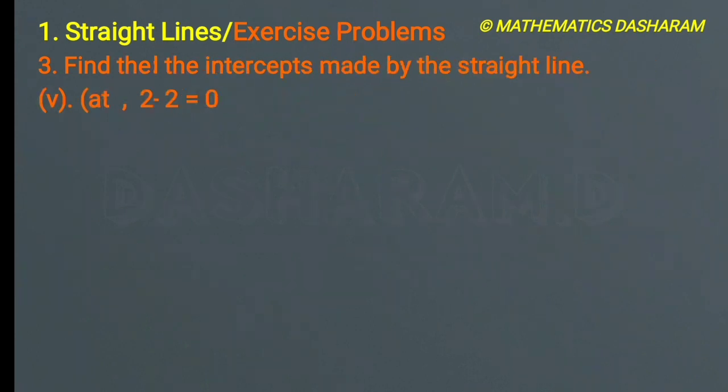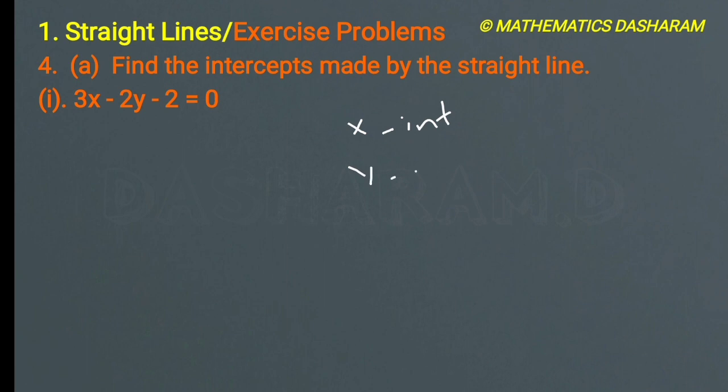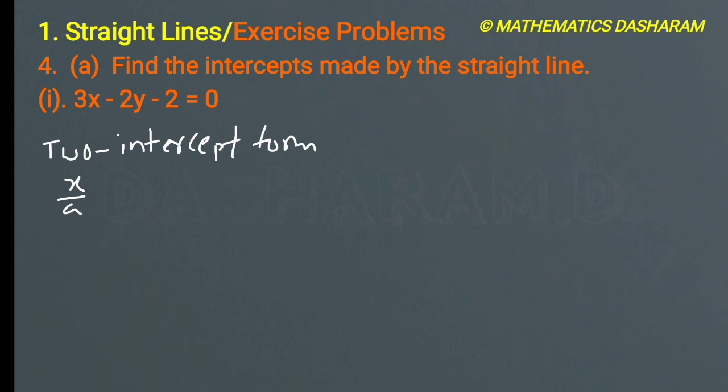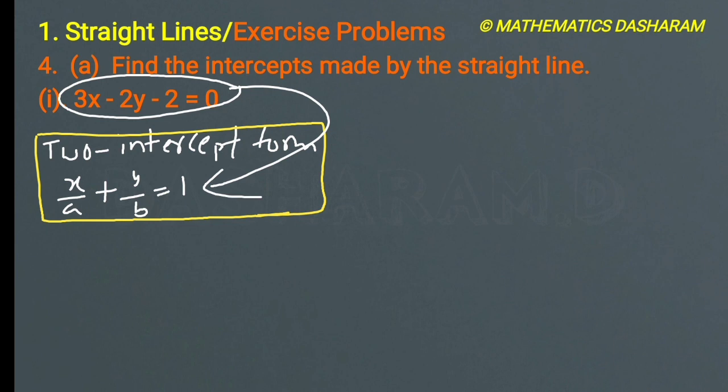Next, fourth bit, a problem. Find the intercepts made by the straight line. Intercepts means x-intercept and y-intercept. So we have the two-intercept form, that is x by a plus y by b equals 1. Here a is called the x-intercept, b is called the y-intercept. So to find the a and b values, the given equation is converted into this form.